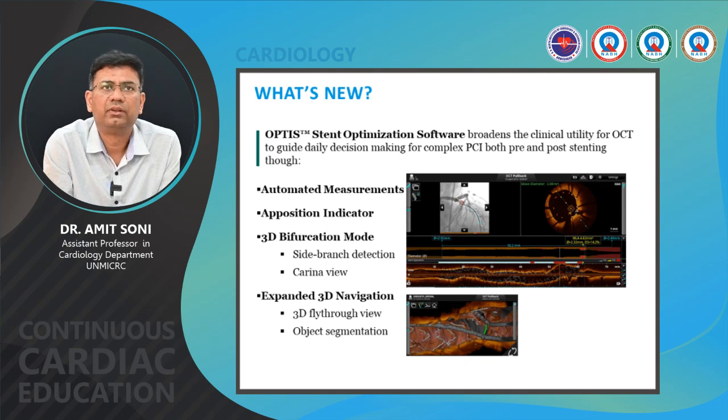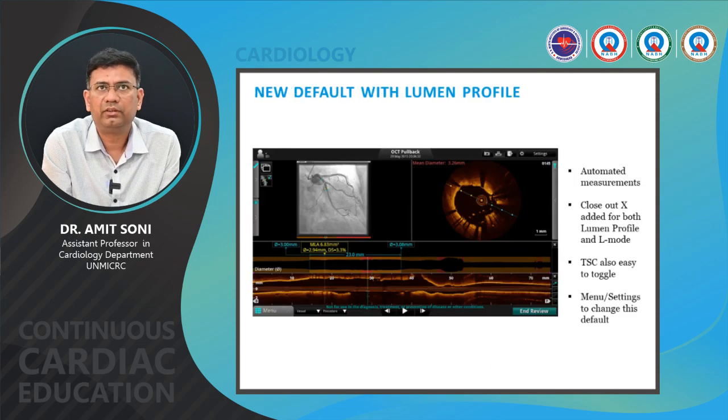So what's new? OPTIS stent optimization software broadens the clinical utility of OCT to guide daily decision making for complex PCI, both pre and post stenting. Automated measurement, apposition indicator, 3D bifurcation mode, and expanded 3D navigation. Default with the lumen profile. There is also angio co-registration, automated measurement, and a close-out X added for both lumen profile and L mode, longitudinal mode.